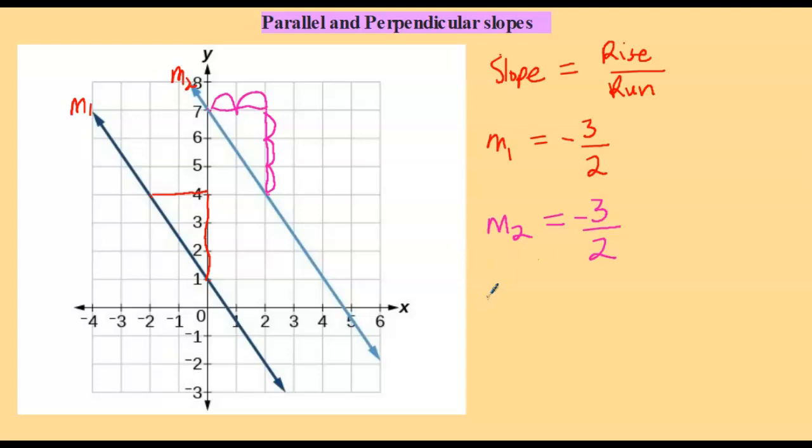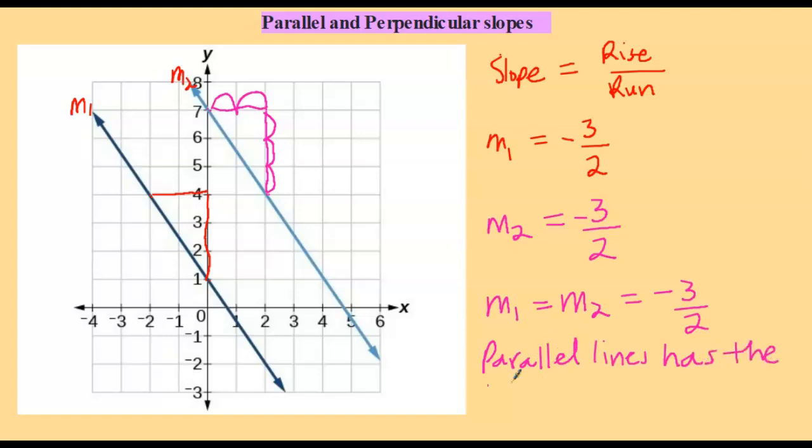So here we realize that the slope of M1 is equal to the slope of M2, which is equal to negative 3 over 2. Here we can conclude that these two parallel lines have the same slope. That's the reason why we say that parallel lines have the same slope. That's M1 equals M2.